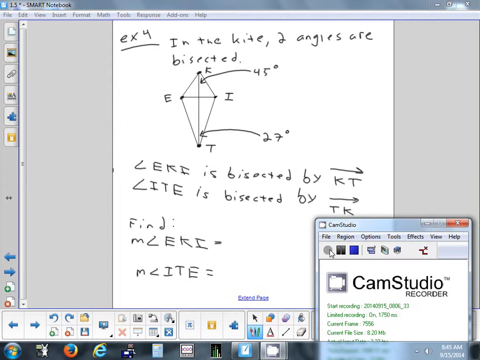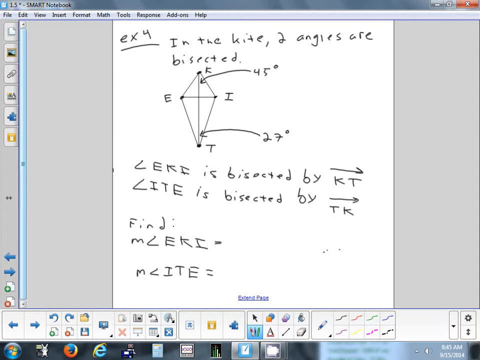All right, so the measure of angle EKI. Anybody think they got that and can explain why they got what they got? Nathan? EKI is 45 degrees. Well, we know if we look at this half of it is 45 degrees. Oh, then it'd be 90 degrees. Yeah, it would be 90 degrees. How come? Because both sides of it are 45 degrees.